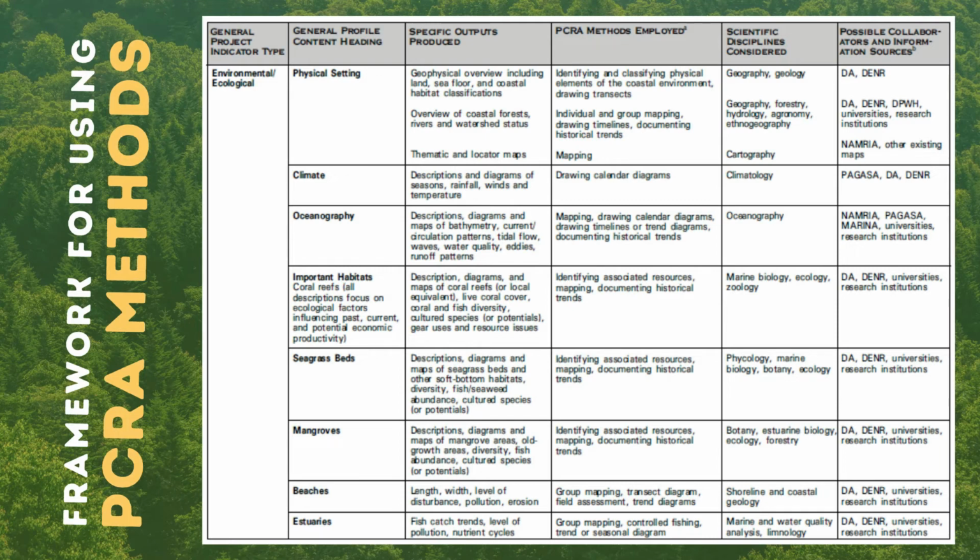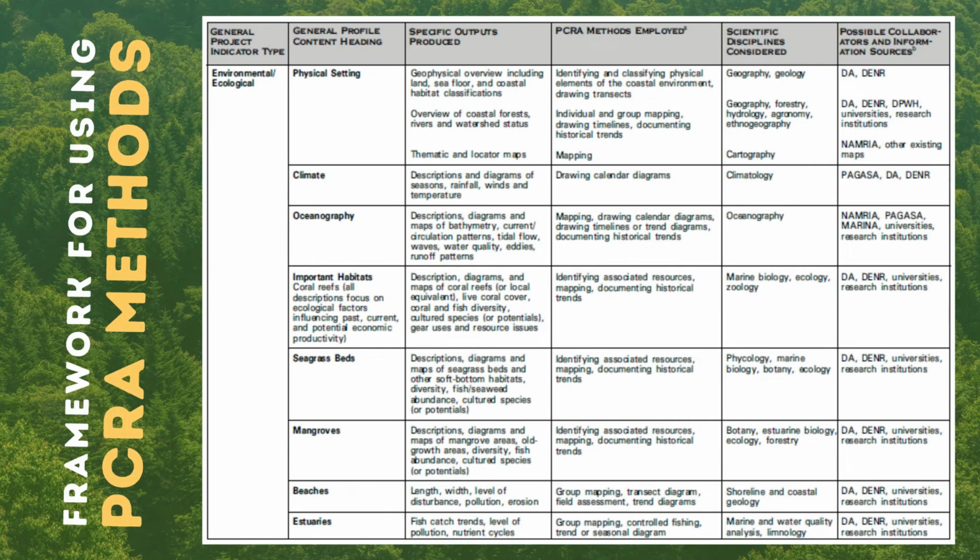So the specific outputs are actually still the same, such as providing descriptions, diagrams, and maps of seagrass beds, mangrove forests, and other soft bottom habitats. We also have the diversity and the fish, seaweed, and mangrove abundance, cultured species, and many more.